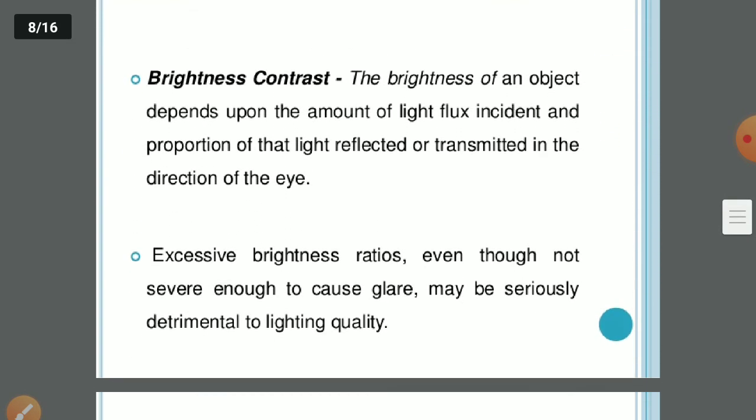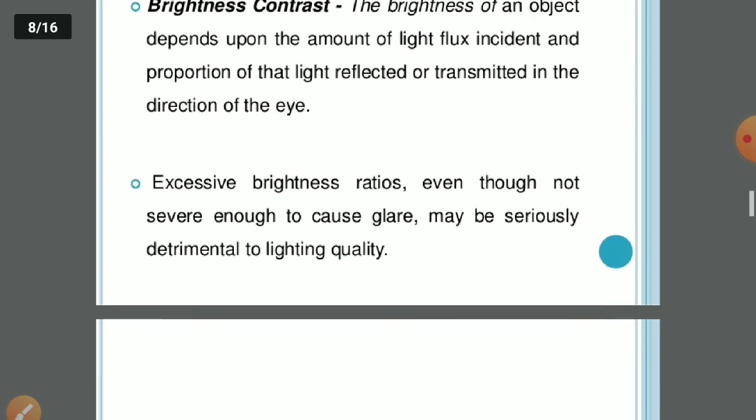Then brightness and contrast level. The brightness of the object depends upon the amount of light flux incident and the proportion of light reflected and transmitted in the direction of the eye. Excessive brightness ratios, even though not severe enough to cause glare, may be seriously detrimental to the light quality. That means a sufficient amount of brightness and contrast should be maintained while designing lighting schemes for industries.